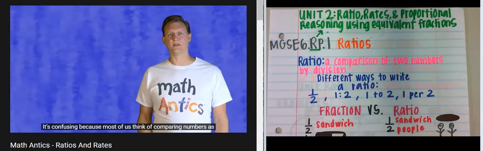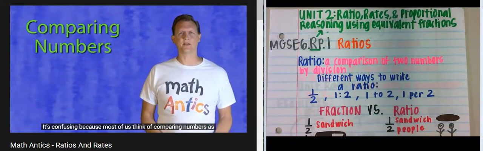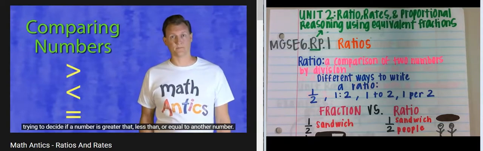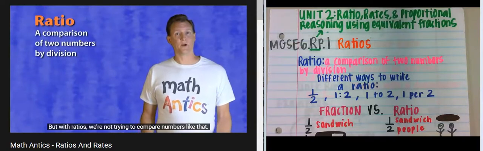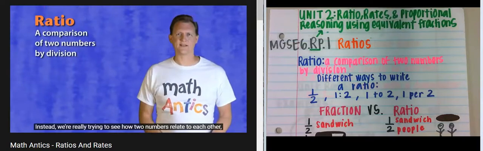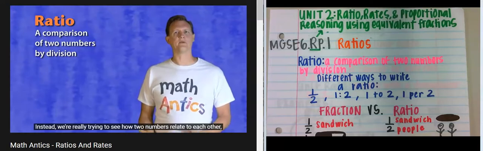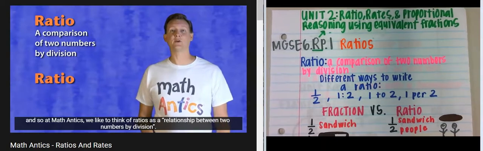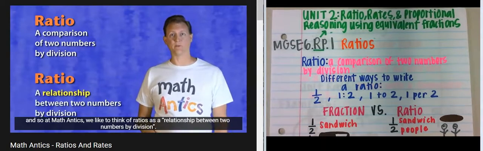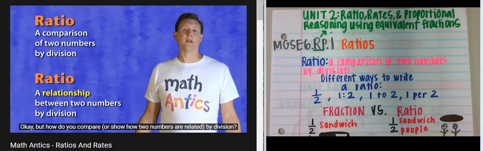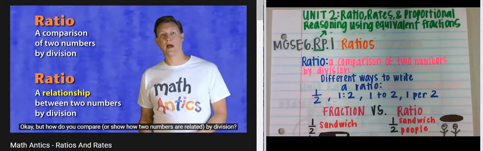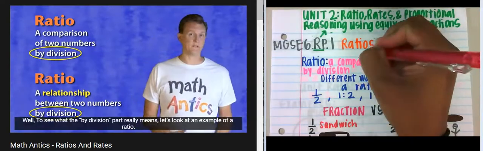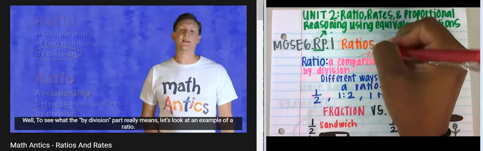It's confusing because most of us think of comparing numbers as trying to decide if a number is greater than, less than, or equal to another number. But with ratios, we're not trying to compare numbers like that. Instead, we're really trying to see how two numbers relate to each other. And so at Math Antics, we like to think of ratios as a relationship between two numbers by division. Okay, but how do you compare or show how two numbers are related by division? Well, to see what the by division part really means, let's look at an example of a ratio.